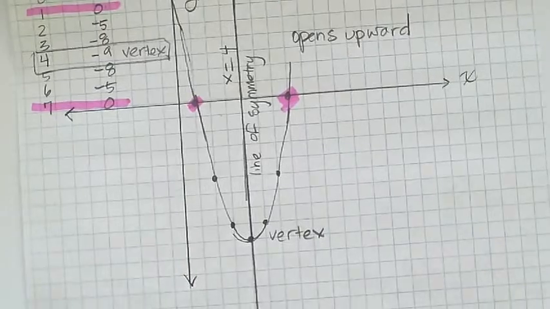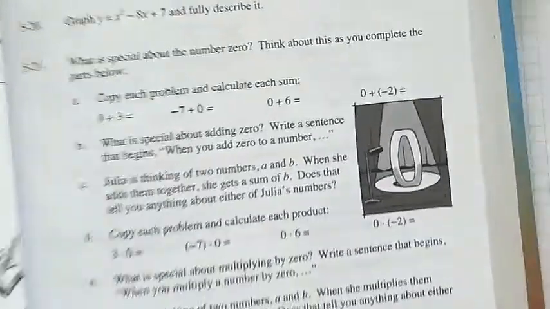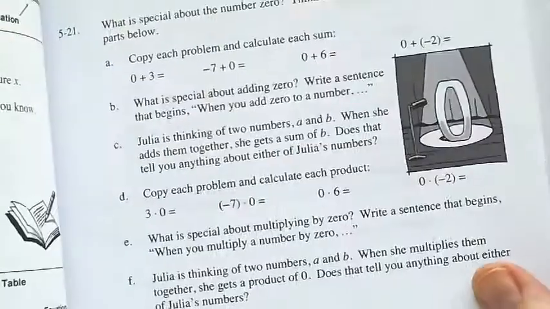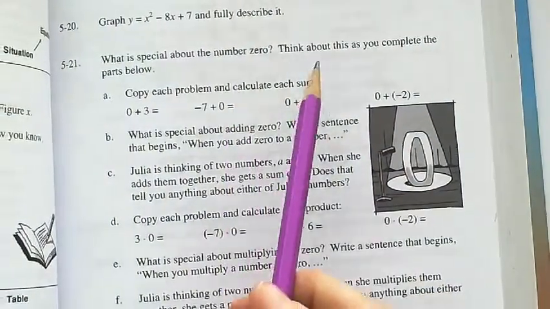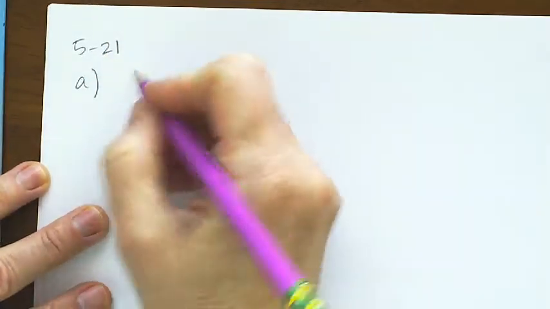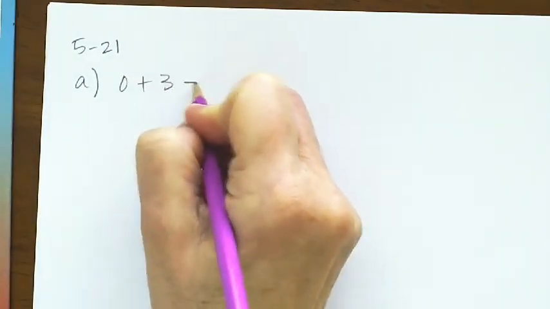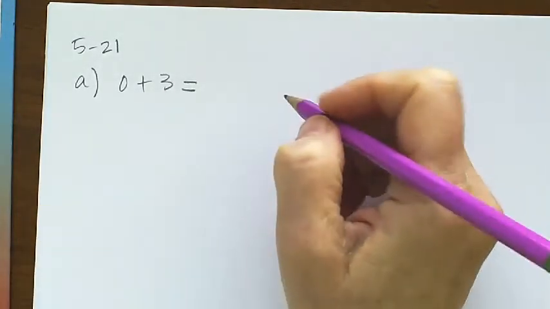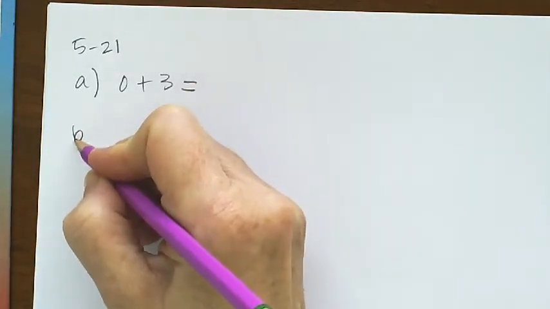Okay, moving along to 521. This may seem a little strange, but there's a reason we are doing this. What is special about the number 0? Think about this as you complete the parts below. Okay, so let's start with A. Oh, this is all part A.